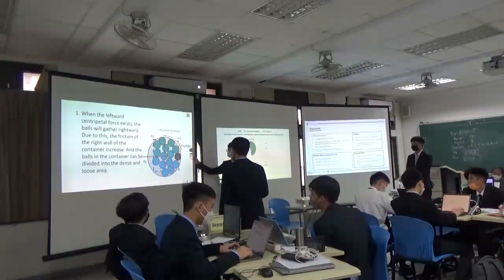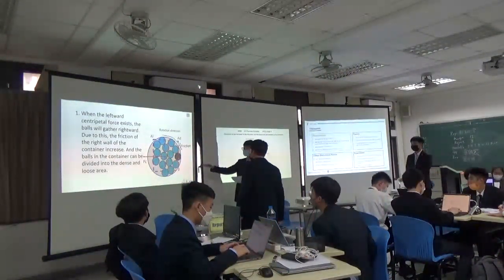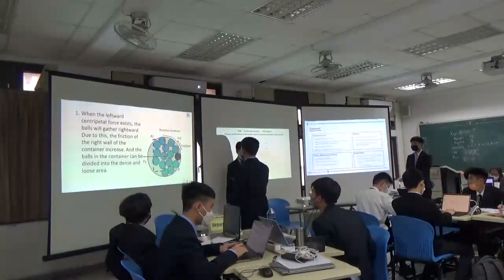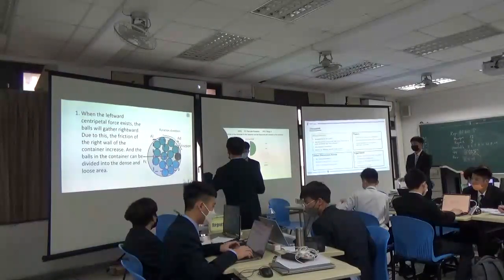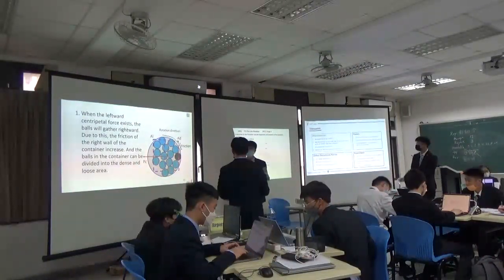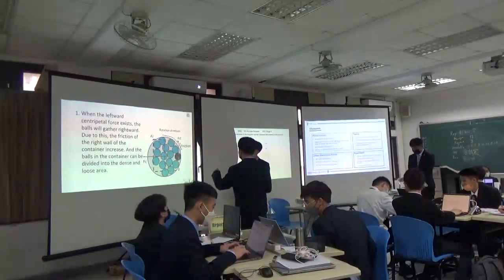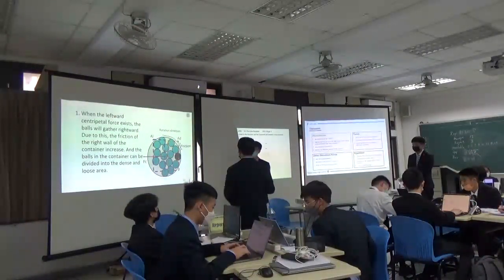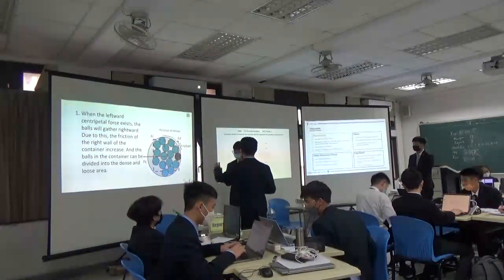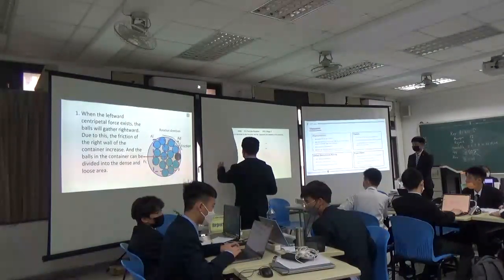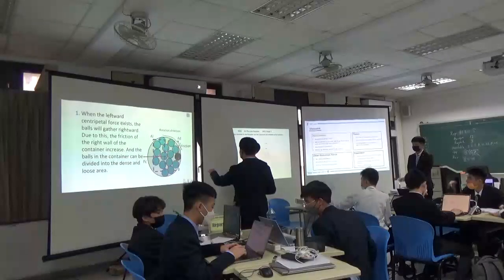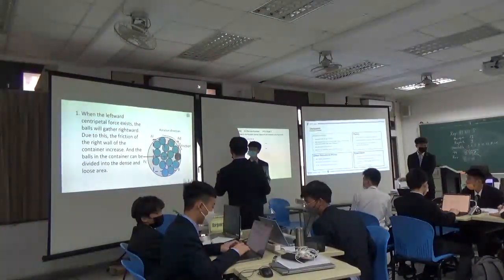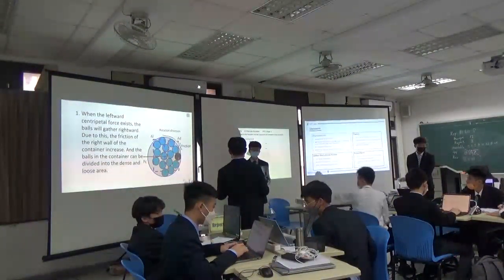And how do you define the density of the area? In a dense area, it will be in the opposite direction of the centripetal force, and in a dense area, the force will gather. But in a loose area, the force can move freely. Okay, I know your opinion.